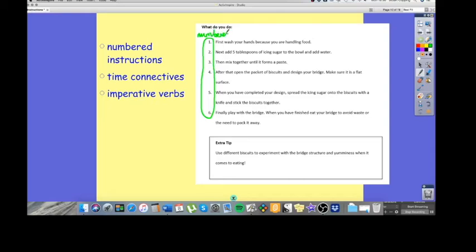Numbered instructions. Okay, so we've done that one. I'm going to cross it off this time. Time connectives. So that is, well, I'm not going to tell you yet. Point to where you think you can find a time connective. Where is a time connective? Okay, so we've got time connectives at the start of our sentences. Look, first, next, then, after that, when, finally. Okay, now that's quite tricky to do. So what I'm going to do is I'm going to put a little line here and then put time connectives so that I know that that's what I mean by time connectives.